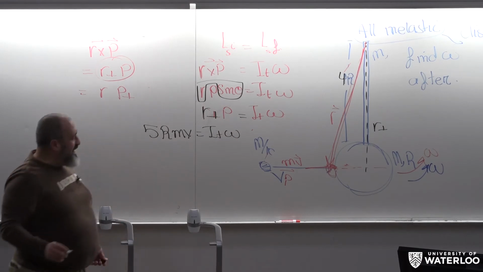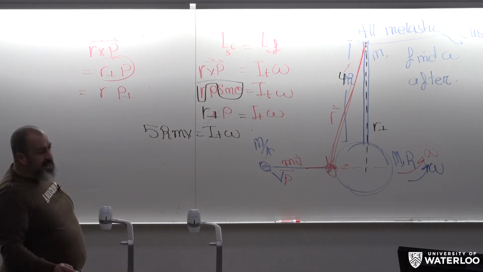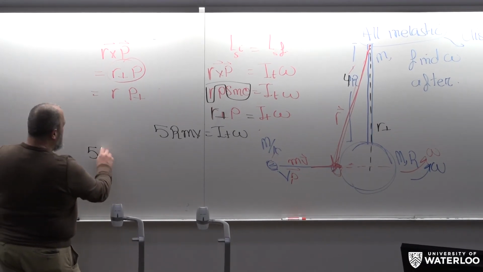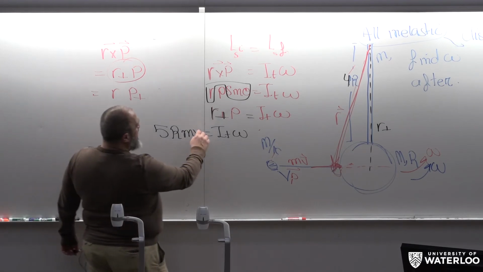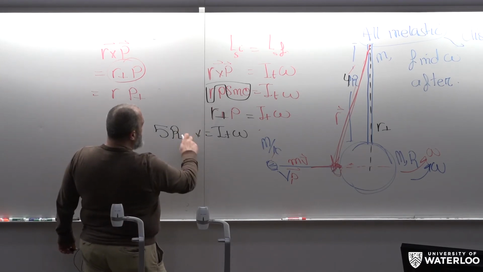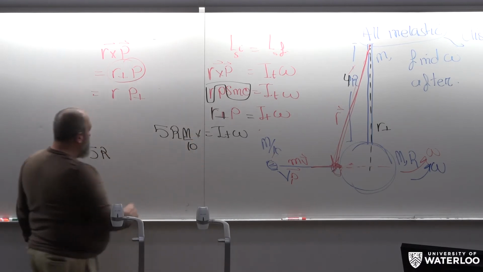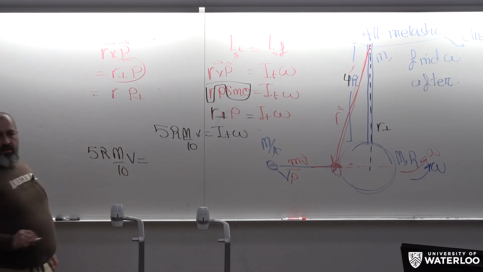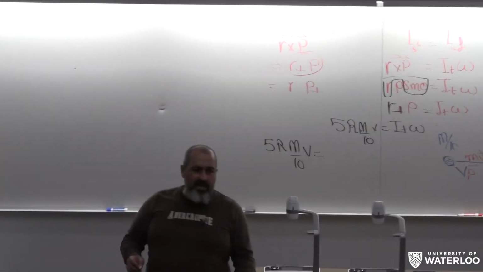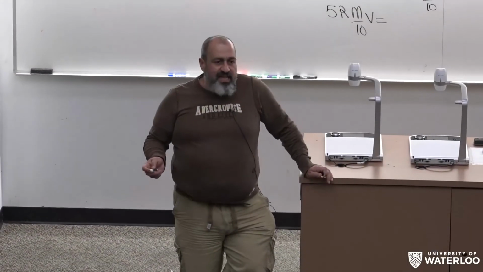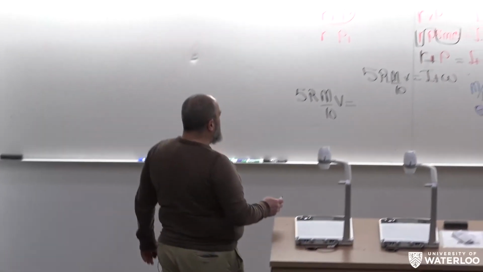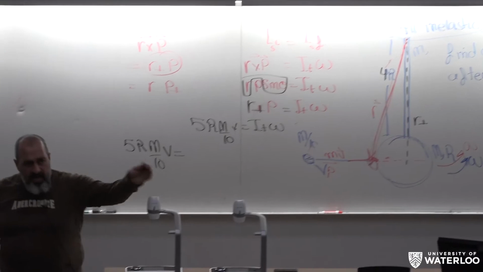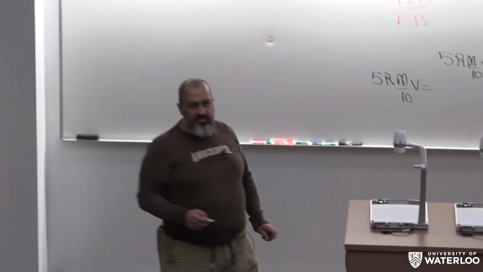The only thing left is to find I total, right? And to get I total, okay, let me write it down for you. 5R, and this is the mass of the object, which is what? M over 10. So 5R, M over 10 V is equal to what now? The trick with angular momentum problems is sometimes to find the moment of inertia, okay? Can you take a minute to find the moment of inertia of the system on your own? Because we're going to be using it in the subsequent calculations.